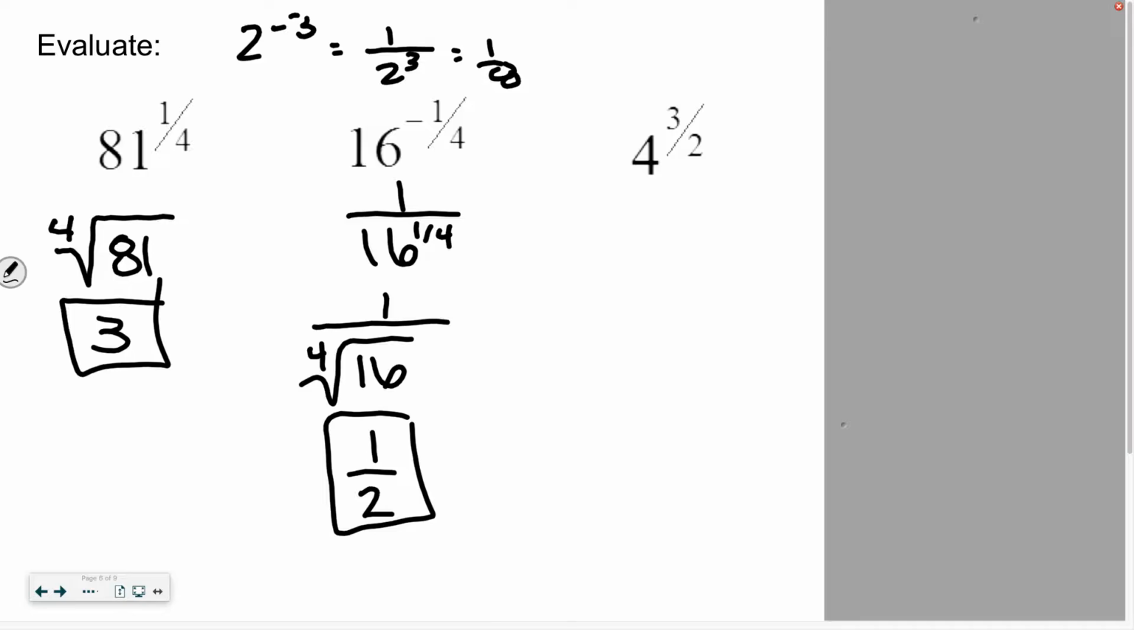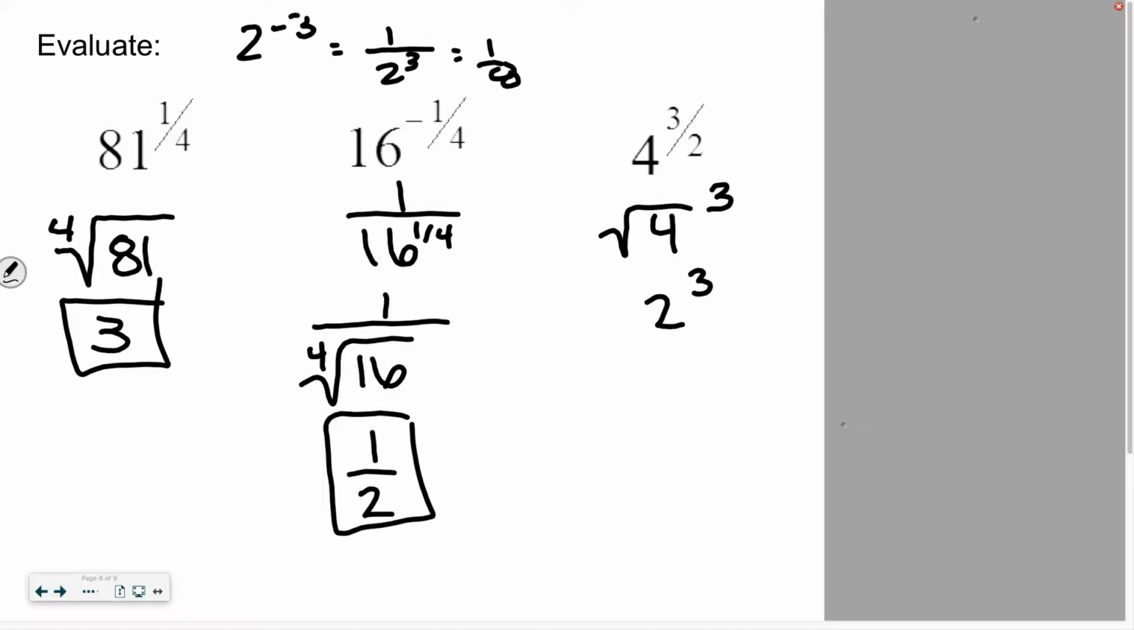Okay, let's try 4 to the 3 halves. We're going to try to do it without our calculator if we can. We're building a connection between rational fraction exponents and their radicals. At least it's not negative, so there's no flipping. Where is the root in your exponent? The denominator. So what root are we taking? Second. The square root of 4, raised to the third. And then I hear some people telling me the square root of 4 is 2.